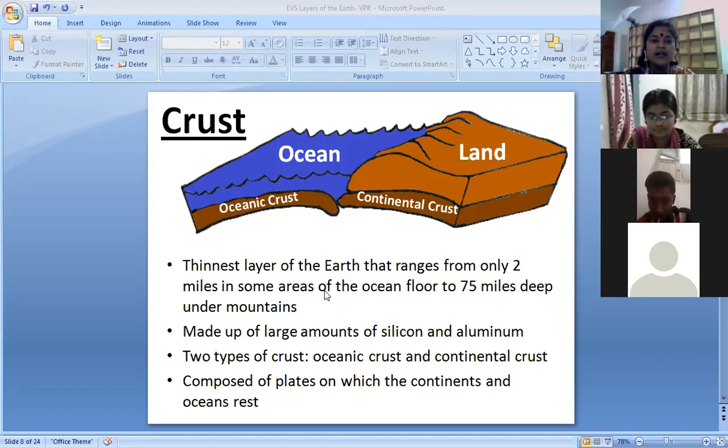Then there is also aluminum, and silicon is there. Okay. Then there are two types of crust. Already I told you, oceanic crust and continental crust. And these compose the plates on which the continents and the oceans rest. Okay. I will explain plates later. Okay. Look at the next slide.